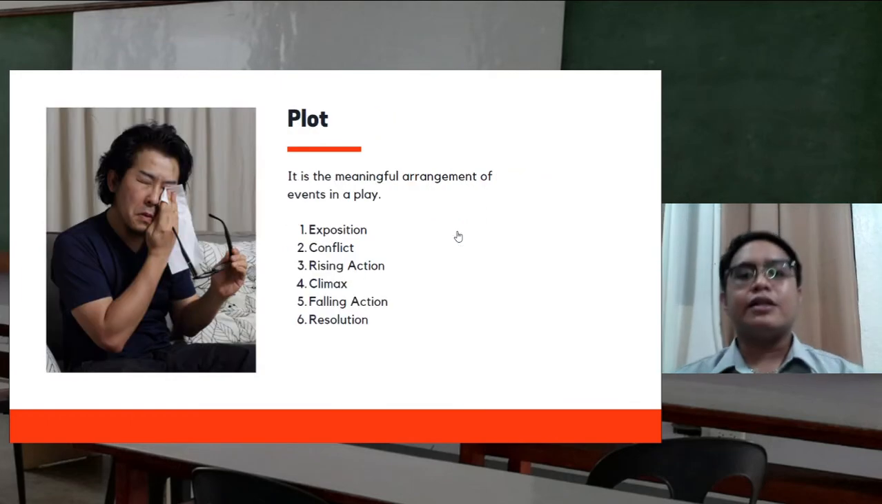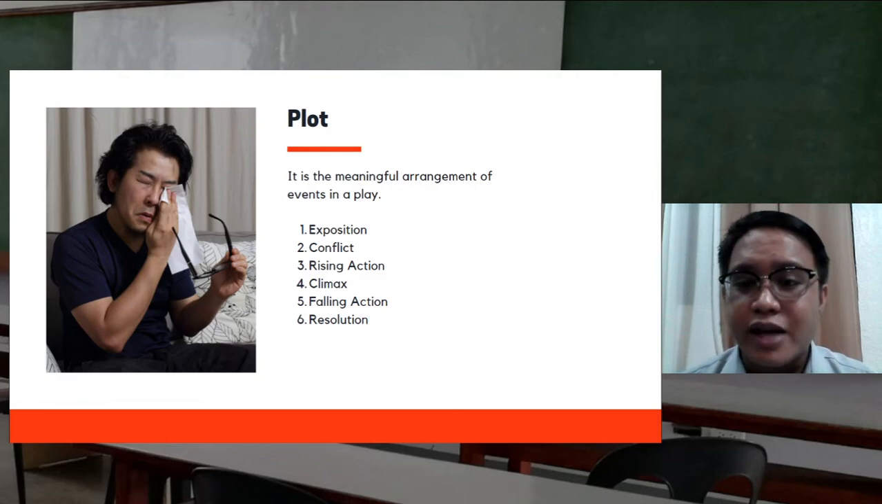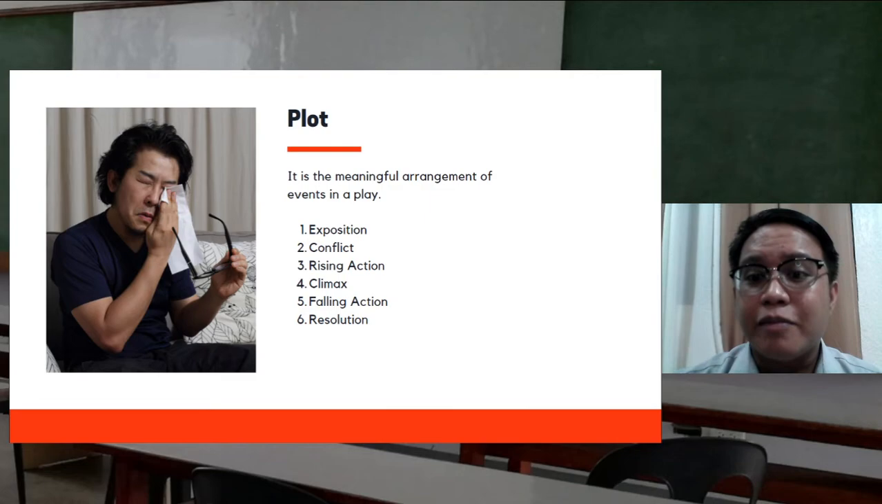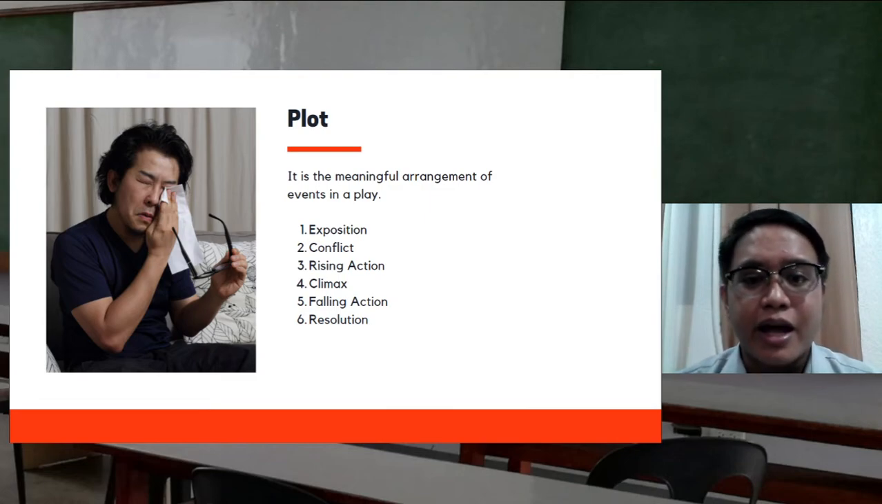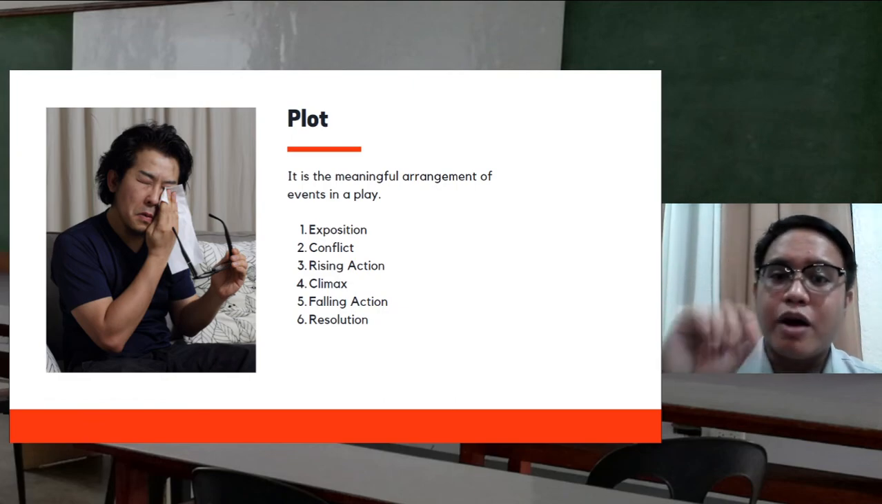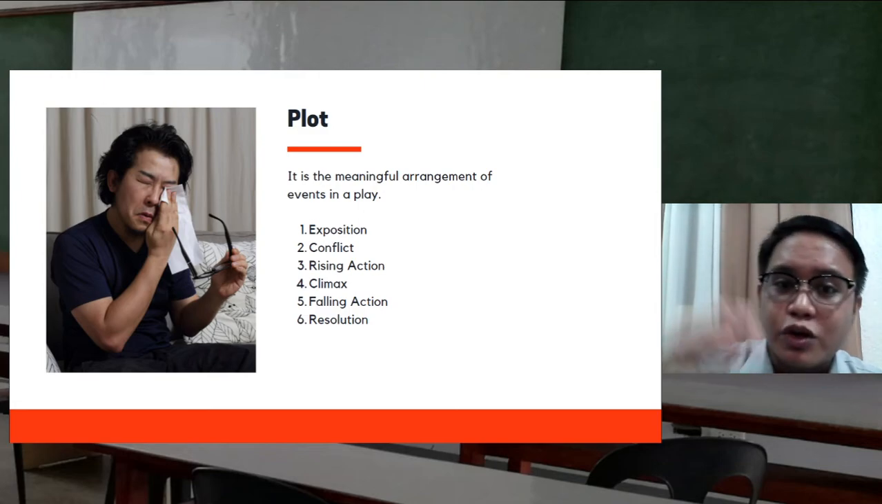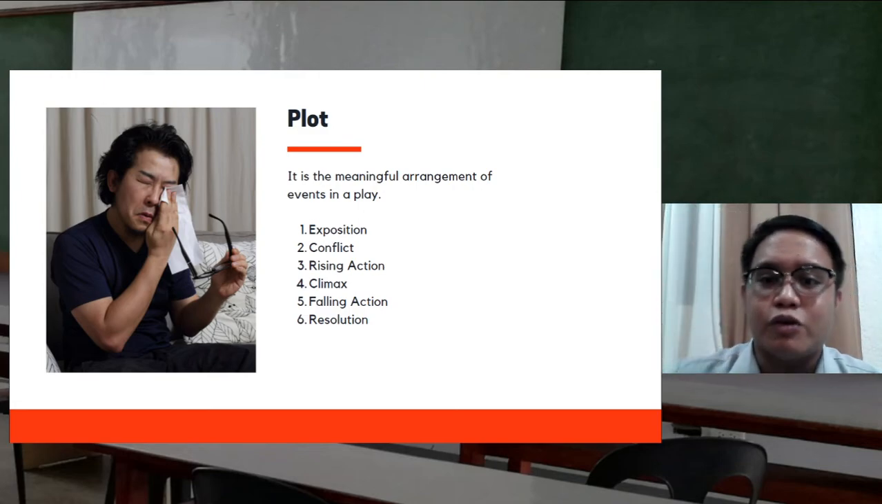Next, let's go to the plot. The plot is the meaningful arrangement of events in a play, and we have already talked about this in the elements of a short story, right? The exposition, conflict, rising action, climax, falling action, and resolution. The climax is where everything starts, the complication. So, rising action, climax, falling action, and resolution.